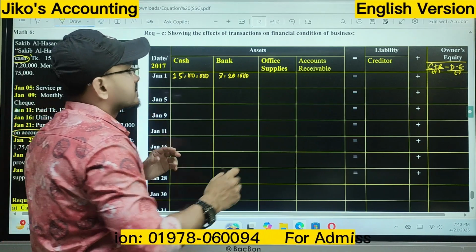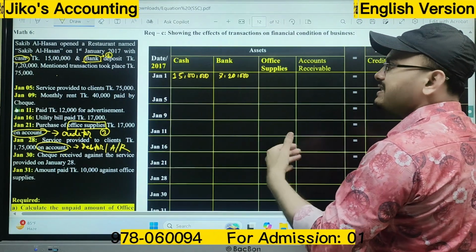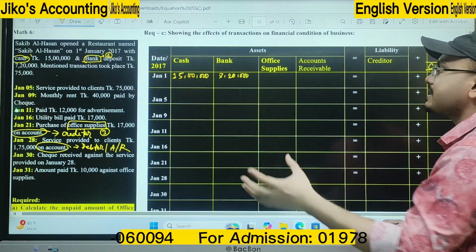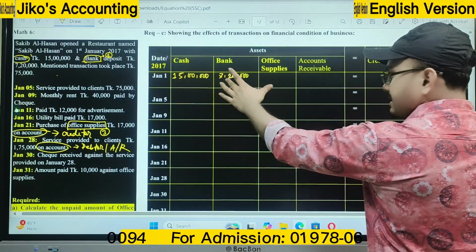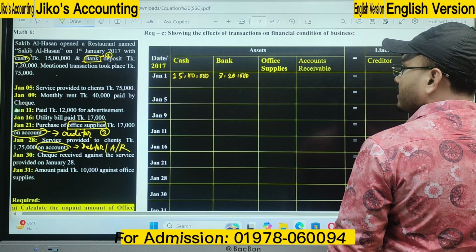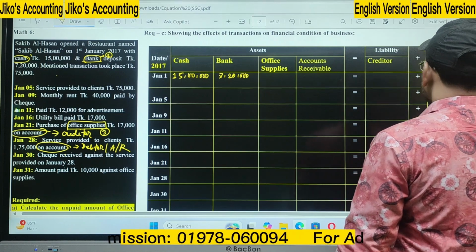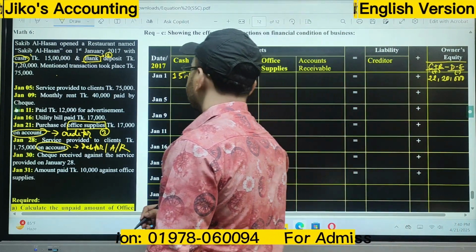Okay, sir. So what is it? Our total amount here, whatever is brought to the business by the owner, should be recognized as capital. 15 lakh, 7 lakh, then 22 lakh 20,000. Is it okay, sir? Okay.